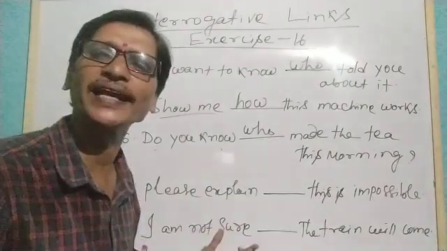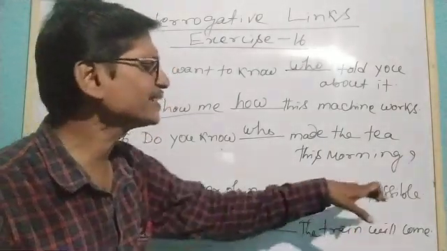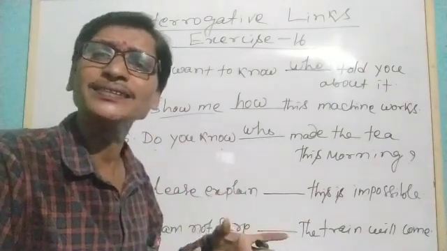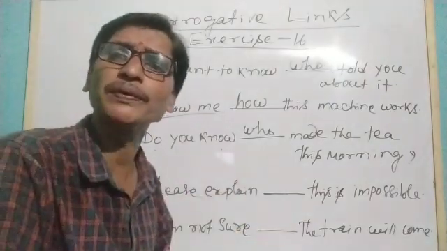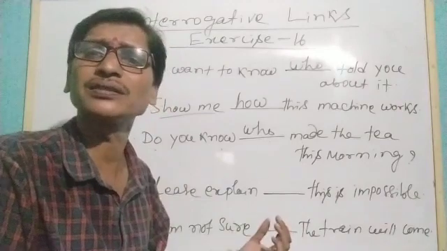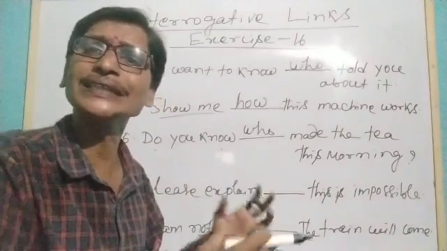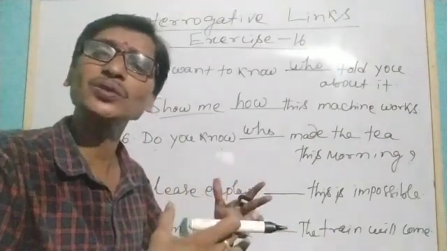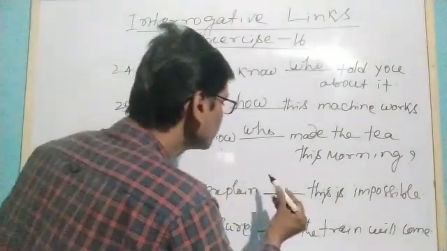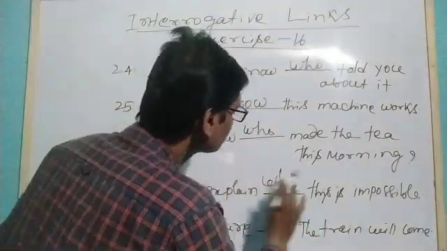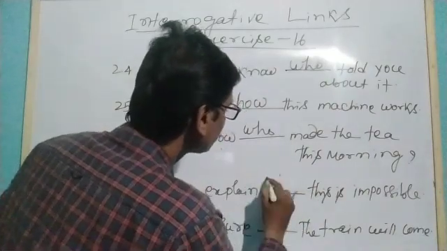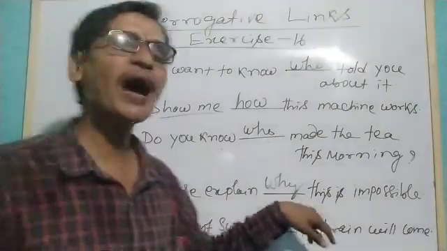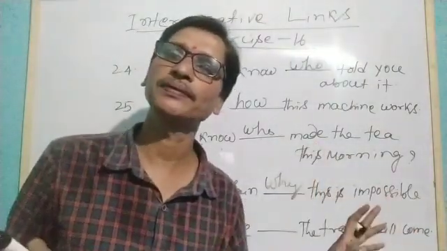Next is, please explain, dash, this is impossible. That means what makes this impossible, what is the cause. It is impossible, not possible. That means what is the reason. To know about the reason, we use why. Please explain why this is impossible.